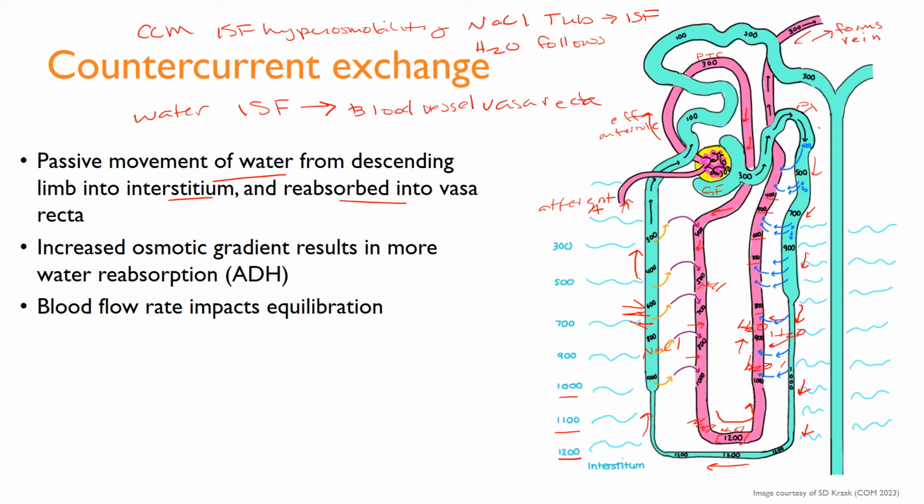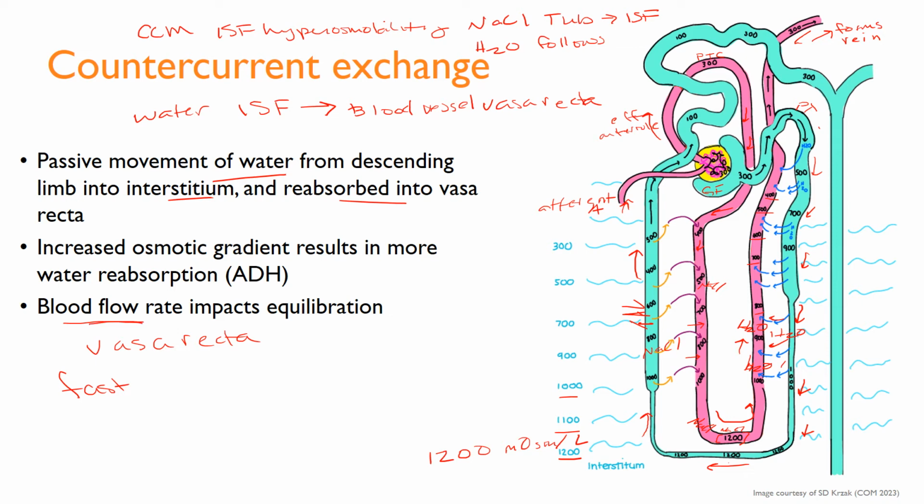In humans, it's 1200 milliosmol per liter is the most concentrated you can get. And then another thing I want to bring up is the impact of what we call the blood flow rate. So specifically in the vasa recta, if blood flow is fast, then there's just not enough time for solutes and water to get reabsorbed. It kind of gets washed out. We'll talk about that next.